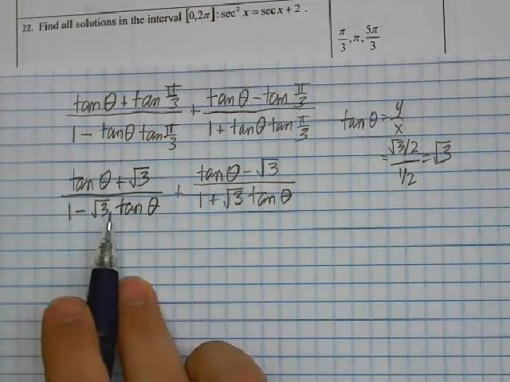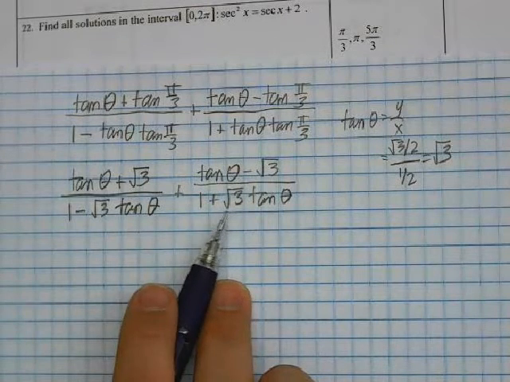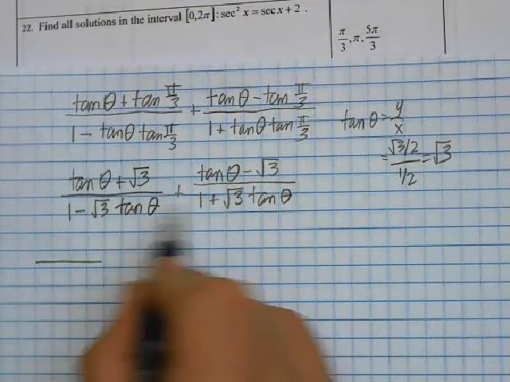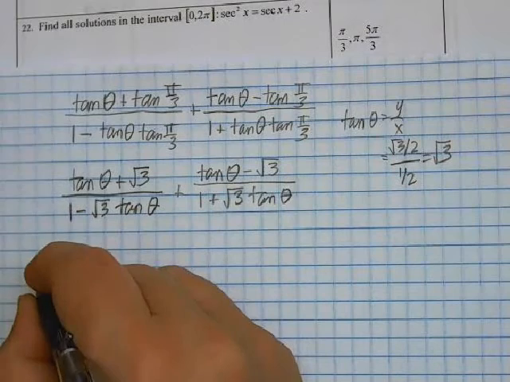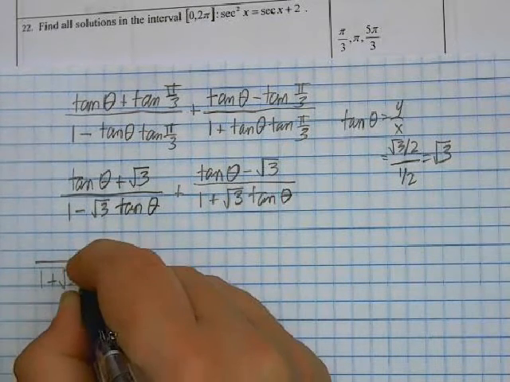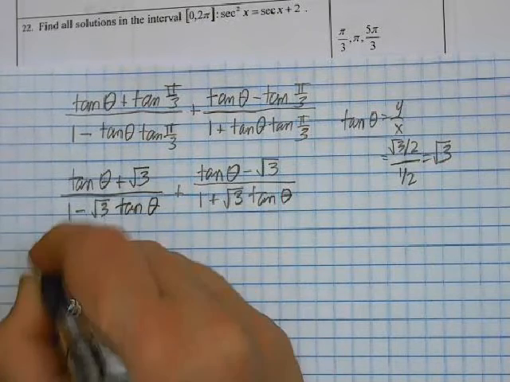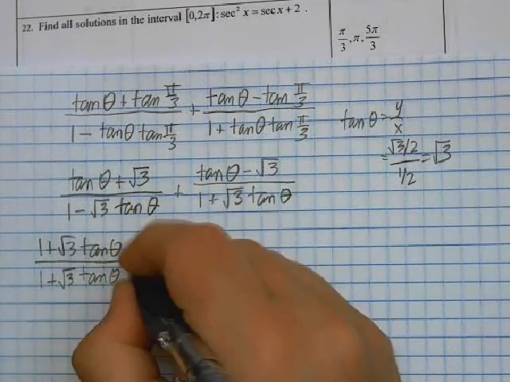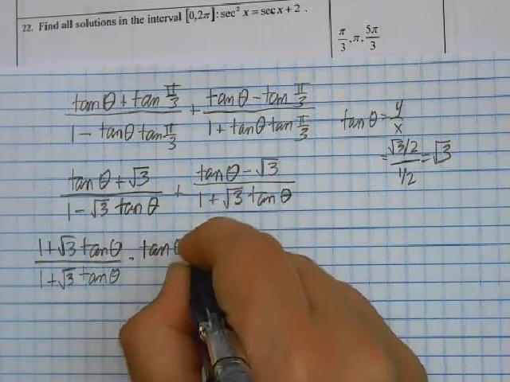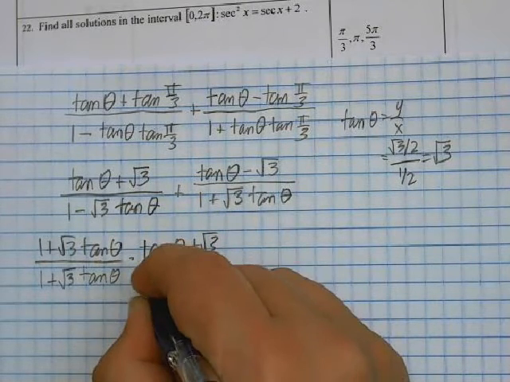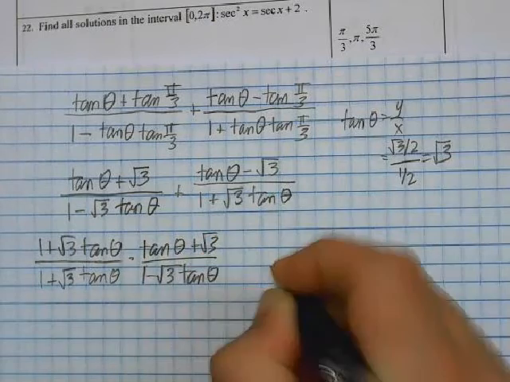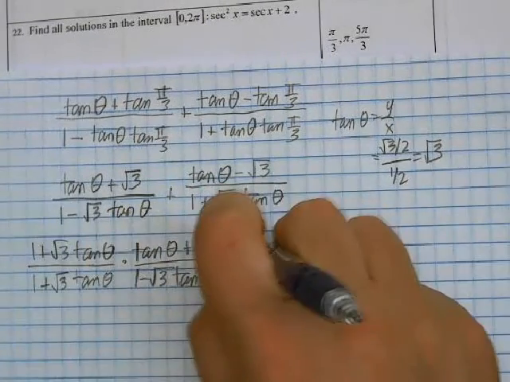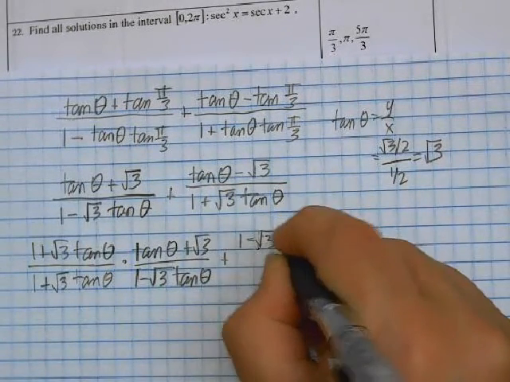Okay, so I'm trying to simplify this, but I can't combine these as is, because I don't have a common denominator. So for the common denominator, it's just going to be the product of these two. So for the left fraction, I'm going to multiply the top and bottom by 1 plus radical 3 tangent theta. And for the right fraction, I'm going to multiply both the top and bottom by 1 minus radical 3 tangent theta.